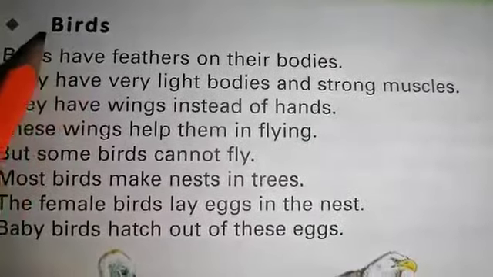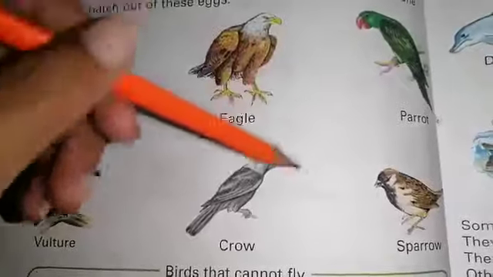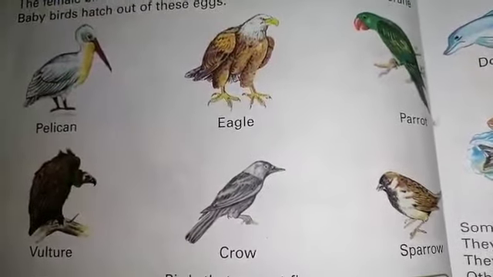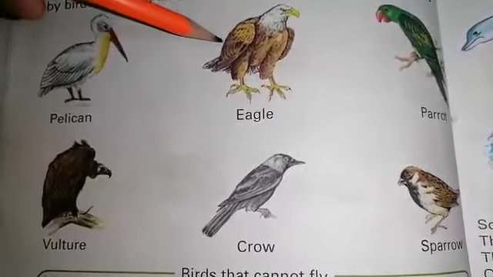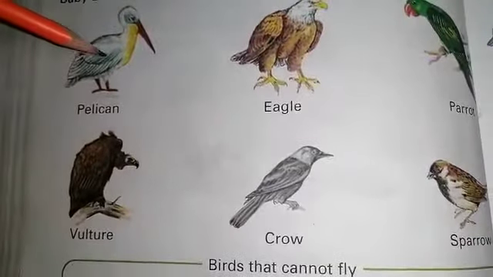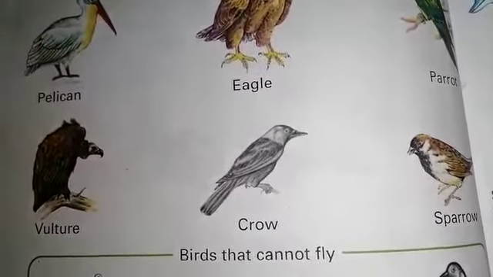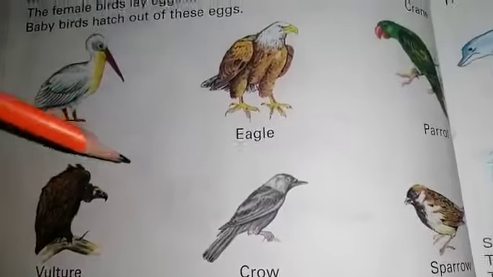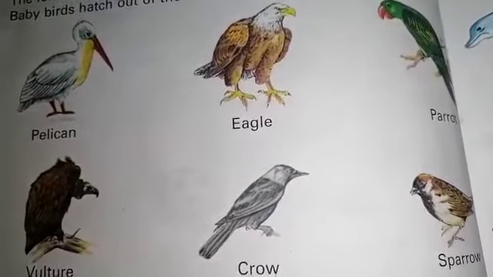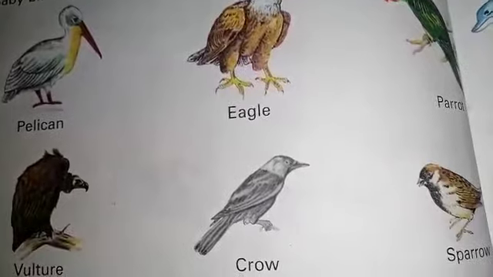Secondly, we will discuss the birds. Here you can see different types of birds. Birds have feathers on their bodies. Here you can see these are the feathers. Every bird has feathers on its body. Basically, they have very light bodies and strong muscles through which they can fly.